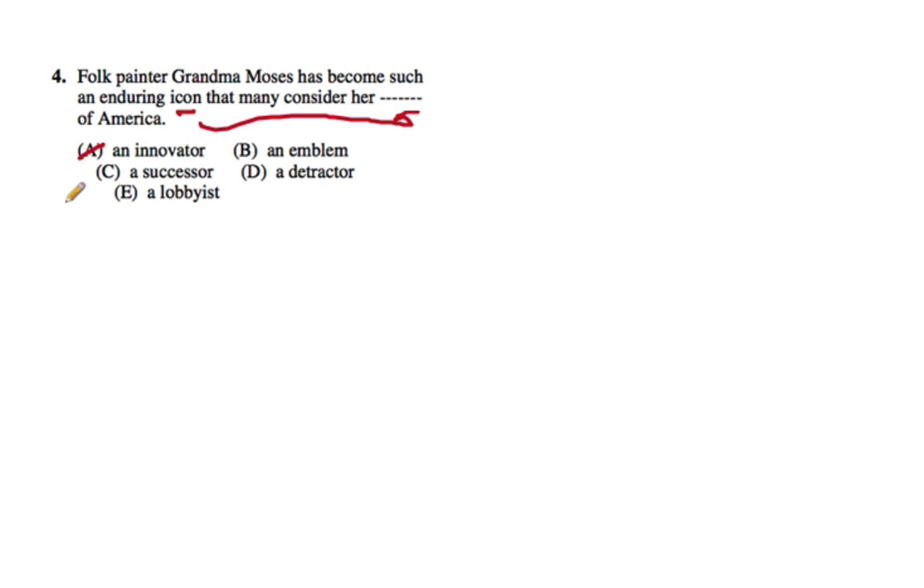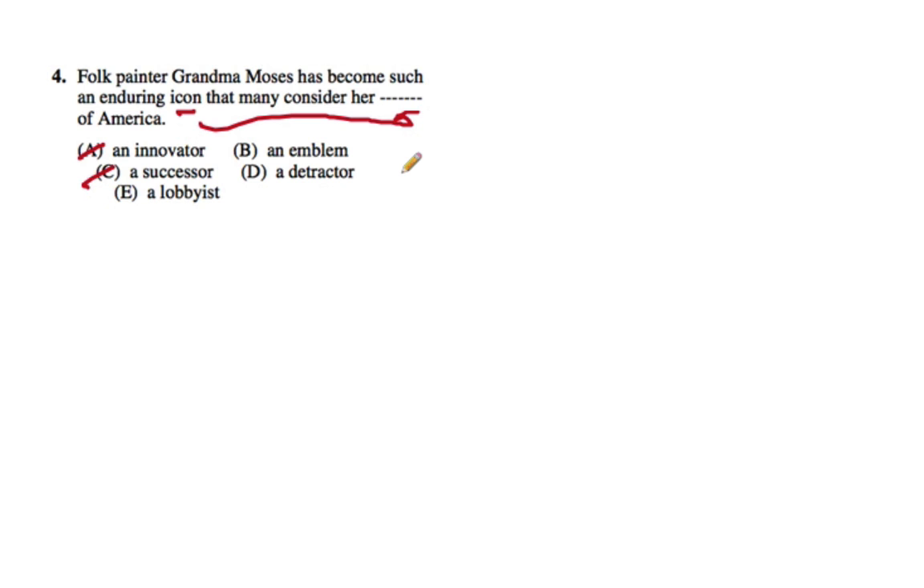Now, answer choice C. A successor is someone who comes next. That doesn't make any sense. A painter wouldn't be a successor of America. That'd be someone who follows America. All right, let's look at D, a detractor. So you're less likely to know the word detractor.